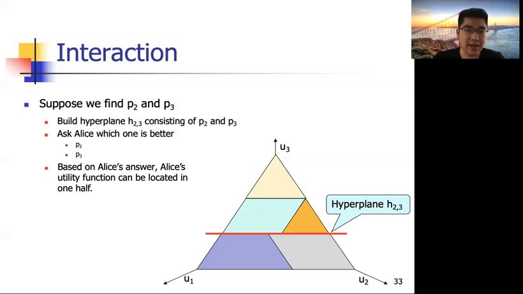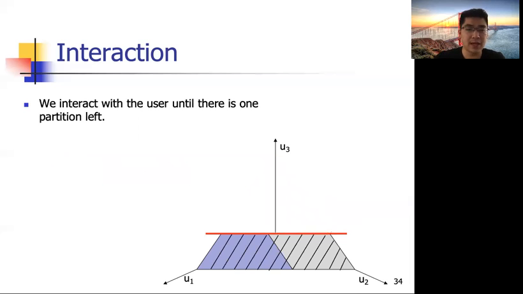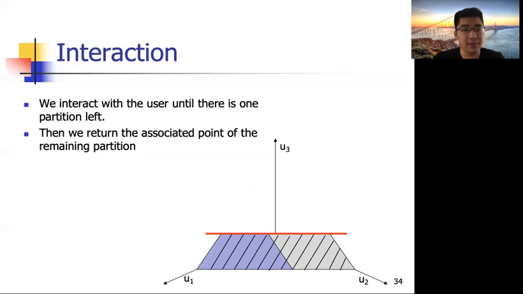Based on Alice's answer, her utility function can be located in one half. For example, in this bottom half. Then the partitions in the other half can be deleted. In this way, we interact with the user until there is only one partition left. Then we return the associated point of the remaining partition.